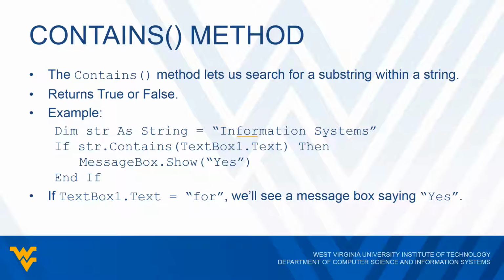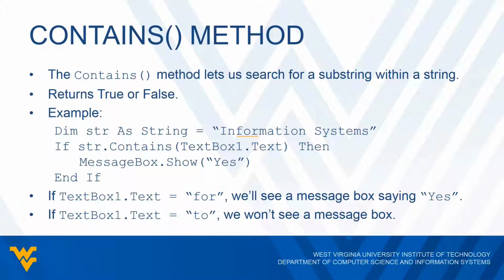Now let's say we do something different. Let's say the user enters the text 2. What's going to happen is this is going to return false. Even though we have a T and we do have an O in the string, we don't have the word 2 anywhere together. This means that 2 is not contained in the string information systems. That means the contains method is going to return false. Therefore, we wouldn't see a message box displayed.